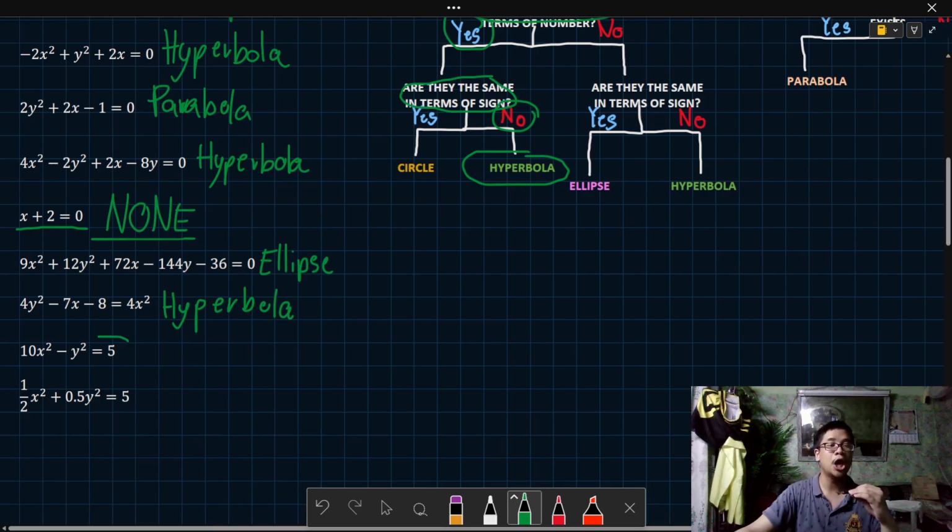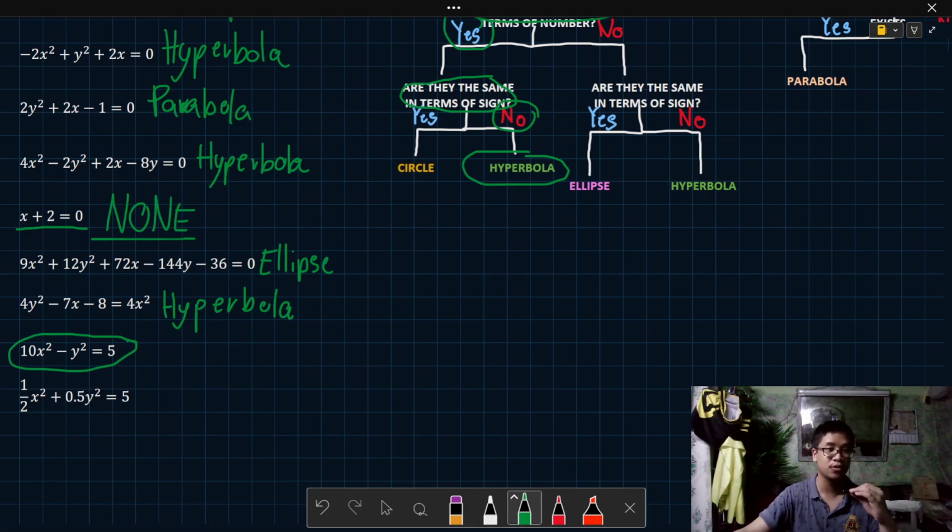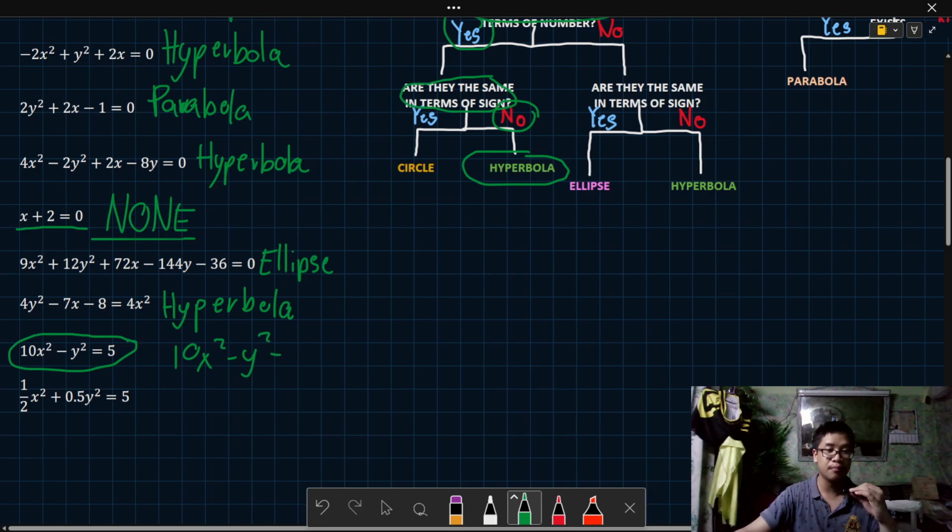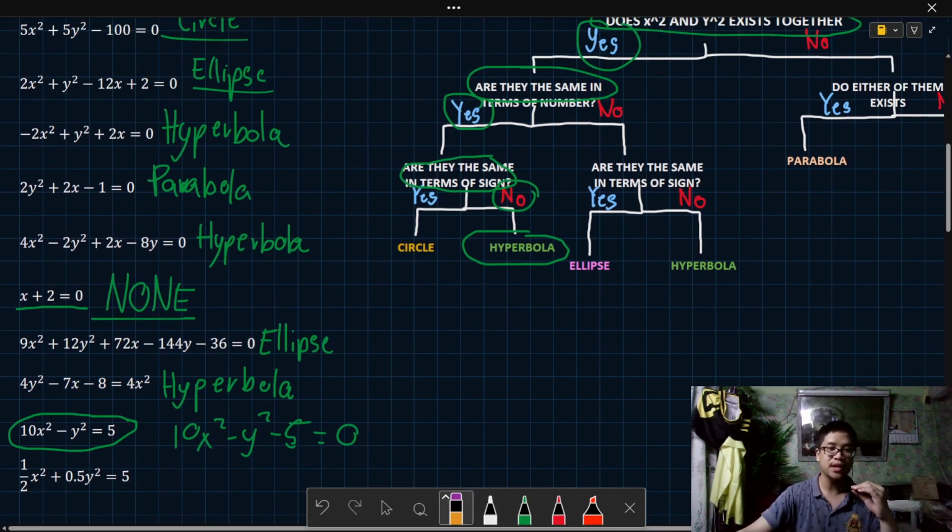Alright? Now, how about this one? Second to the last, we have 10x squared minus y squared is equal to 5. Now, as much as possible, again, group all terms on the left side, all right? Even if it's a constant term on the right. So we have 10x squared minus y squared minus 5 is equal to 0. Now, you decide, all right? What do you think is the answer here?